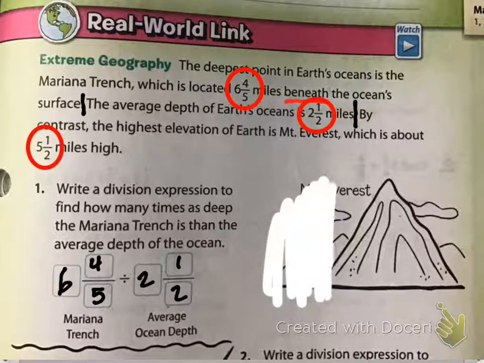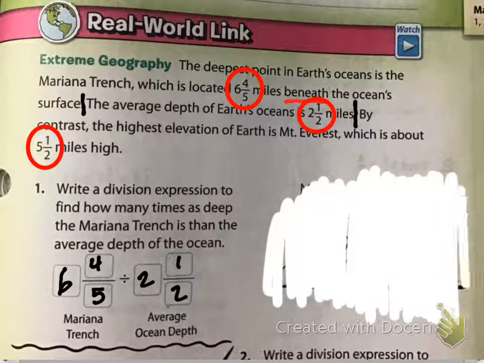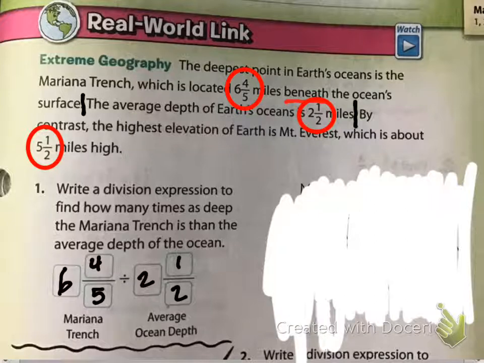Exactly. We want to change our mixed numbers into improper fractions. I'm covering this up so that we have enough space to work. So, first things first, 6 4/5. We multiply our big number, our integer, by the denominator, and then add it to the numerator and keep our denominator. That's what we said earlier.